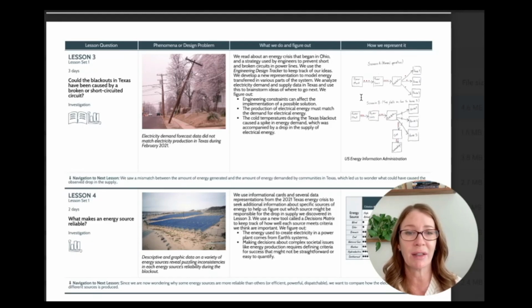So here's scenario A. This would be normal operations. You can see the electricity is going from the power plant to the power lines to a substation, which you will develop with students, and then to 3 different houses or buildings.